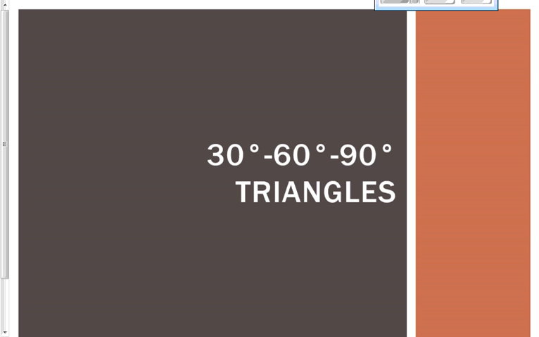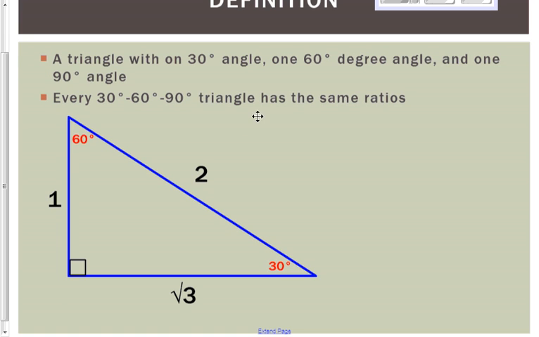Okay, so I'm going to go through 30, 60, 90 triangles today with our specials. This will look very similar to what you saw yesterday. Again, a 30, 60, 90, what we mean when we say that is that we have a triangle with a 30-degree angle, a 60-degree angle, and one 90-degree angle. This right here, as I mentioned today, is our base form.